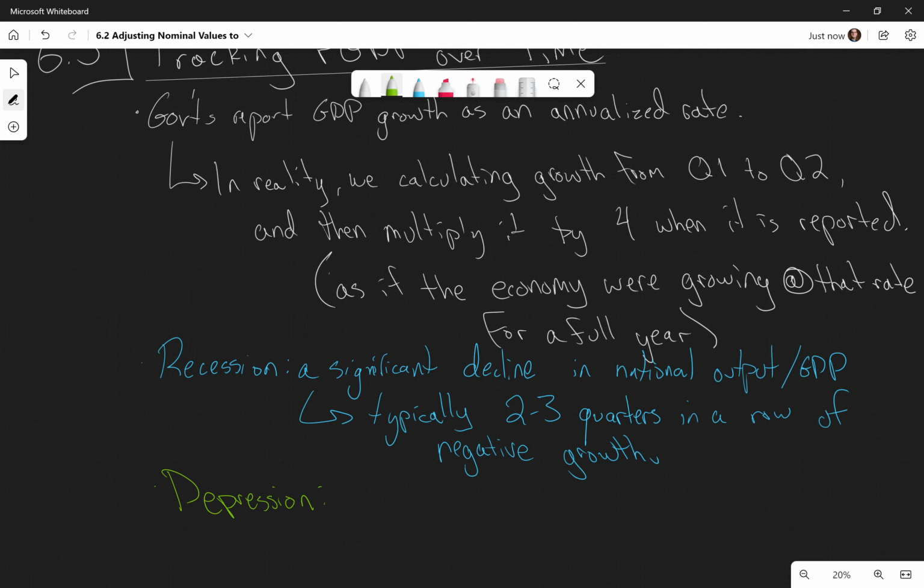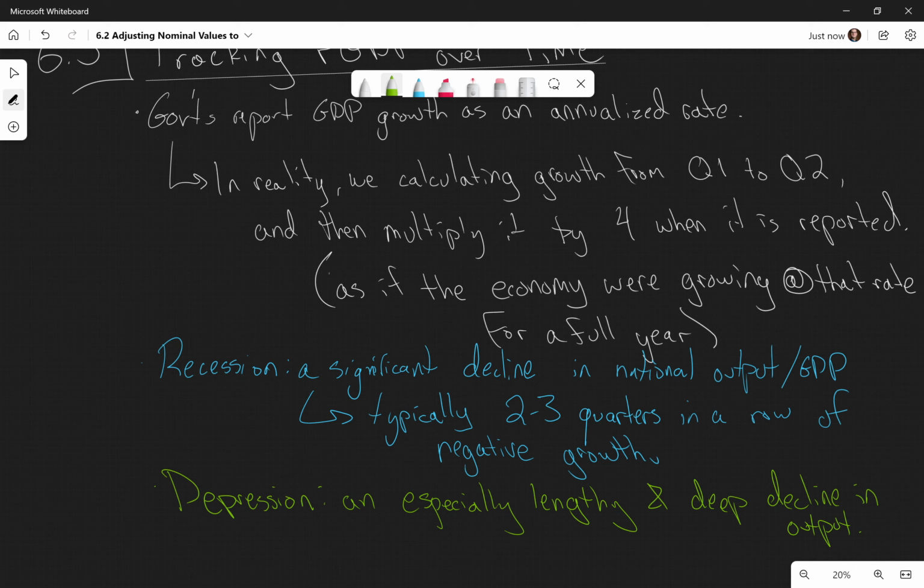So a depression is defined as an especially lengthy and deep decline in output. So, the Great Depression, one out of four people were unemployed. A lot of the stocks lost like a third of their value overnight. And it took many, many years for that decline in output to be reversed.